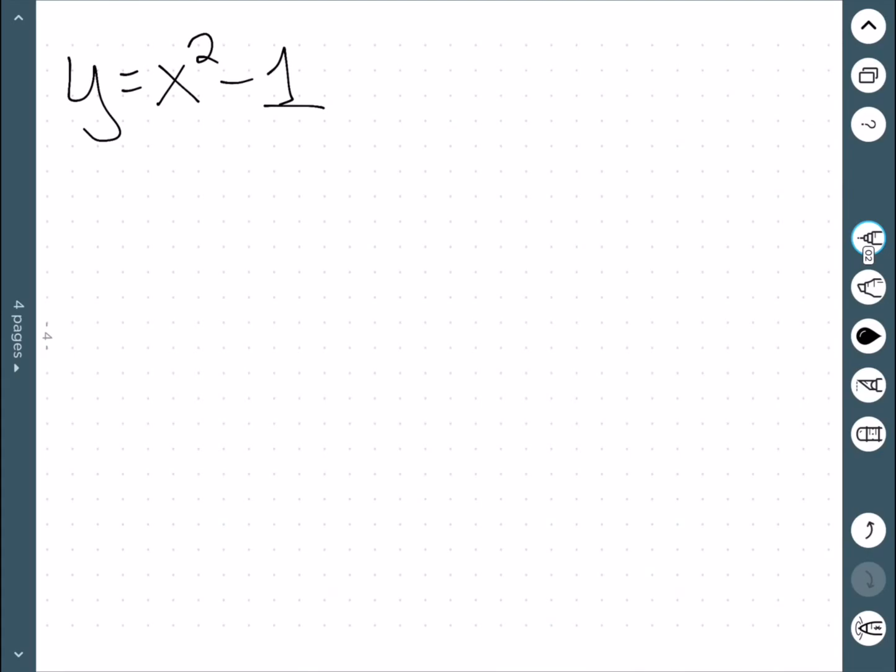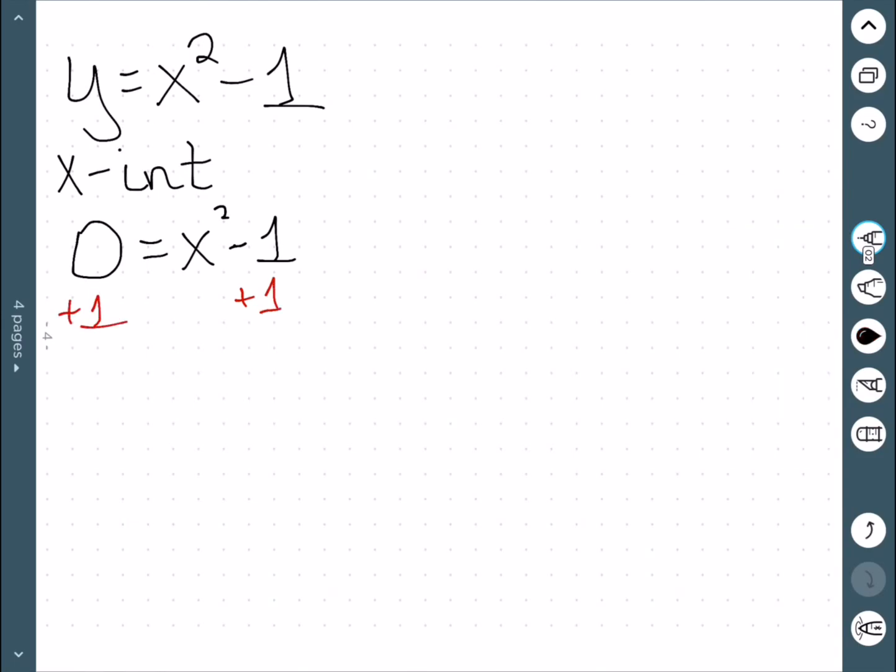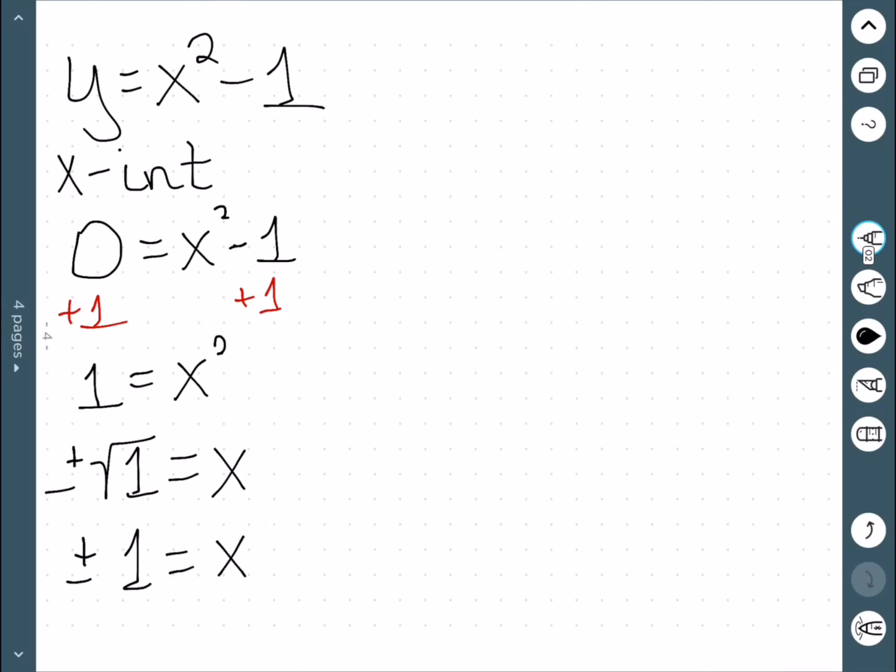Let's consider this equation, y equal to x squared minus 1. We'll start with our x-intercepts. This means we let y be equal to 0 and try to solve for x. I can add 1 to both sides, and when I do, I get 1 equal to x squared. We can then take plus and minus the square root of both sides to get my x-intercepts are both 1 and -1.